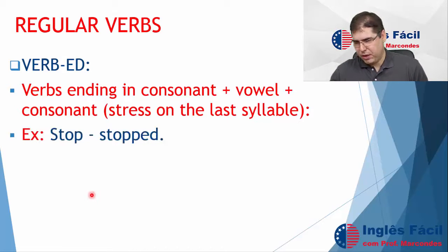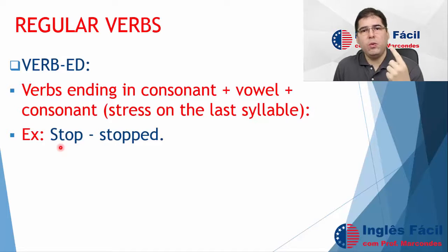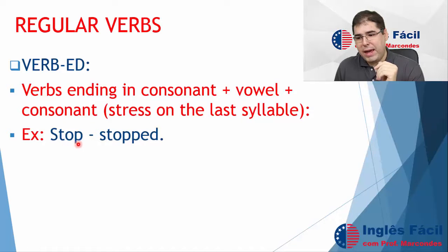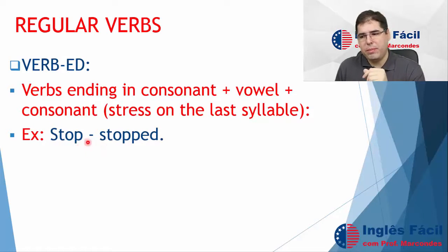Pay attention. For example, the verb to stop. To stop is a verb with only one syllable. We cannot split this word. So, it ends in consonant and is preceded by only one vowel. So we have consonant, vowel, consonant, or a vowel sandwich. In this case, we are going to double the P. Remember, stop in the past goes stopped, stopped.